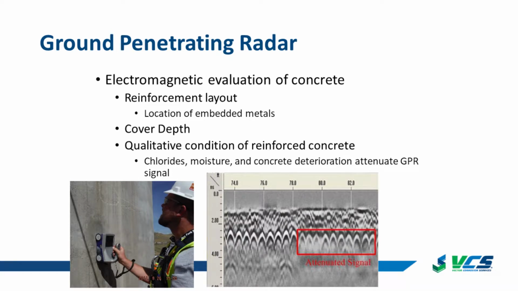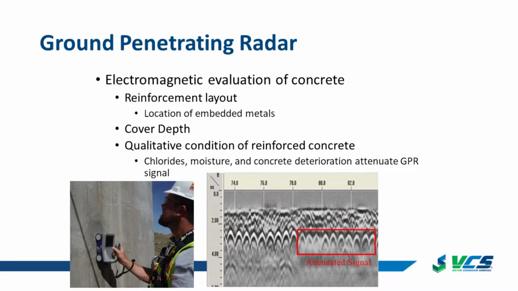I'll talk some about ground penetrating radar, and Shane did a great job of leading that background information on GPR. It's an electromagnetic evaluation of reinforced concrete, and it's very useful in identifying deterioration. Big three things that we use it a lot for: reinforcement layout. If we don't know where our rebar pattern is, we can use GPR to identify that. Cover depth is extremely important in the service life of structures, so we can use GPR to get some good statistics on that. But we can also use it for qualitative condition assessment of reinforced concrete.